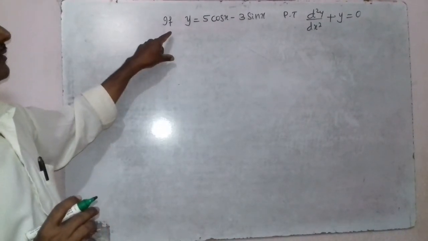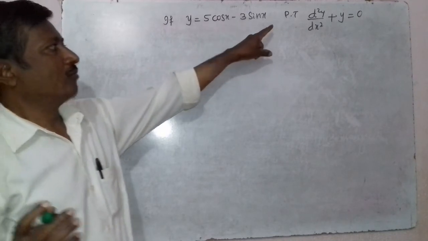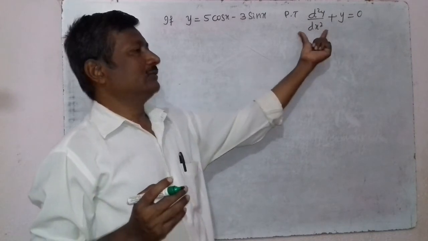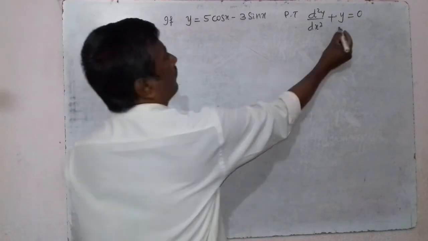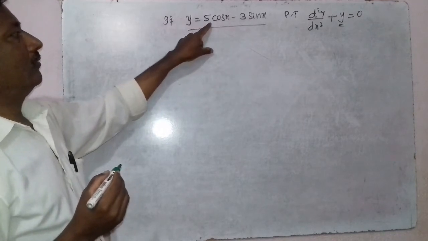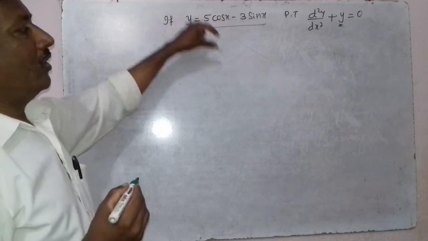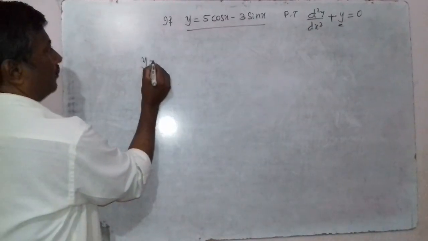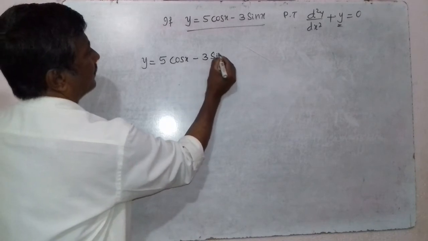So the next question is: if y equals 5 cos x minus 3 sin x, prove that d square y by dx square plus y equals 0. So this is a second derivative. Therefore write the function y. So y is equal to 5 cos x minus 3 sin x. You have to reuse the given values or any values that come across while solving the problem.